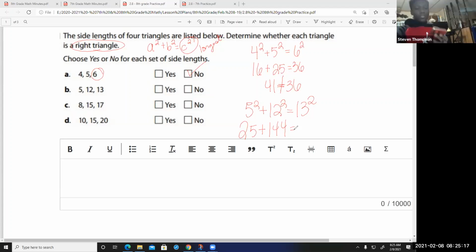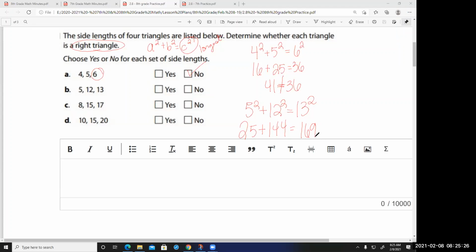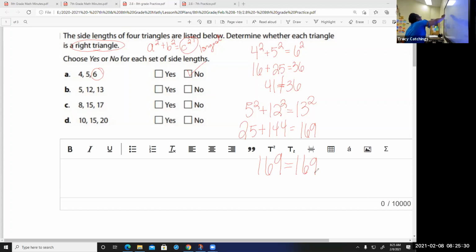All right, add 25 and 144. 169. 169 is equal to 169, so that means B would make a right triangle.